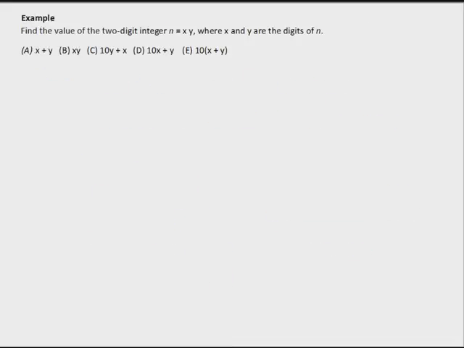Moving on. Find the value of the 2-digit integer n equal to xy, where x and y are the digits of n. So n is a 2-digit integer. Say n is 37. So in this case, x is 3 and y is 7. So what's the value of the number n in terms of the digits? So n is 37 and we are given 3 and 7. How do I make 37 from 3 and 7? Well, this is just a question on place value.